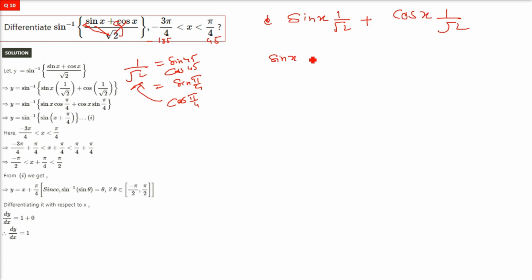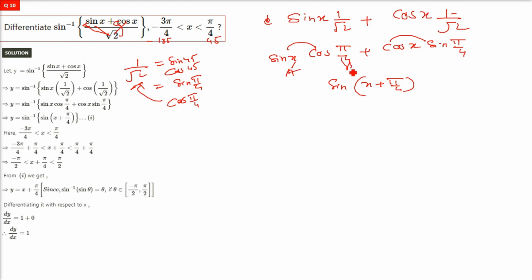The whole idea is that sin x cos pi by 4 plus cos x times 1 by root 2 is sin x cos pi by 4 plus cos x sin pi by 4, and sin a cos b plus cos a sin b, what will it be? Sin of a plus b. So sin of x plus pi by 4. So this is a, this is b, and all these formulas are very important. They can be applied anywhere. You never know. So you need to mug up all these.